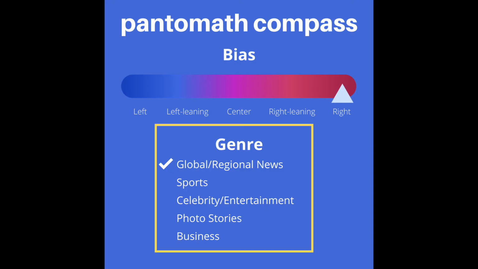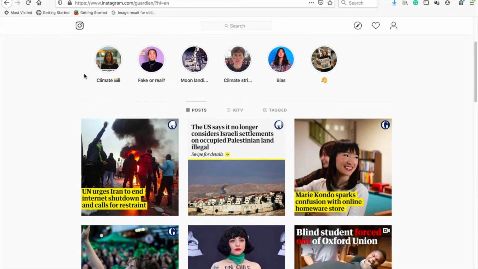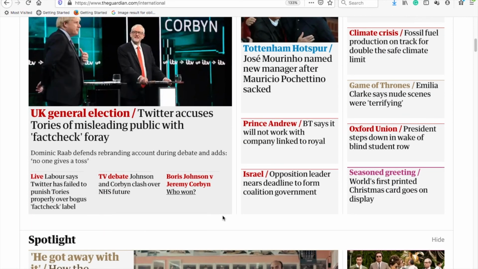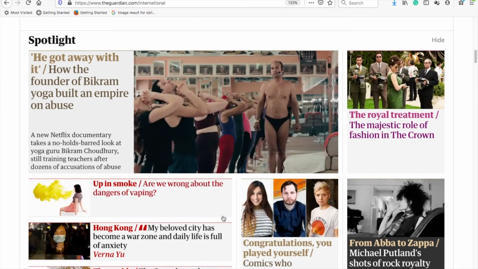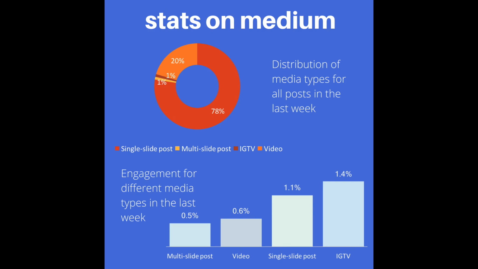Finally, we have the genres. This list is obviously short and sort of incomplete. It's important to know that it only reflects the Instagram account for the source. The reporting on their main or most common medium, like their TV channel or a newspaper or website, will be different. I think each one is pretty self-explanatory, so I'm going to move on to the last slide. This slide is all about medium.